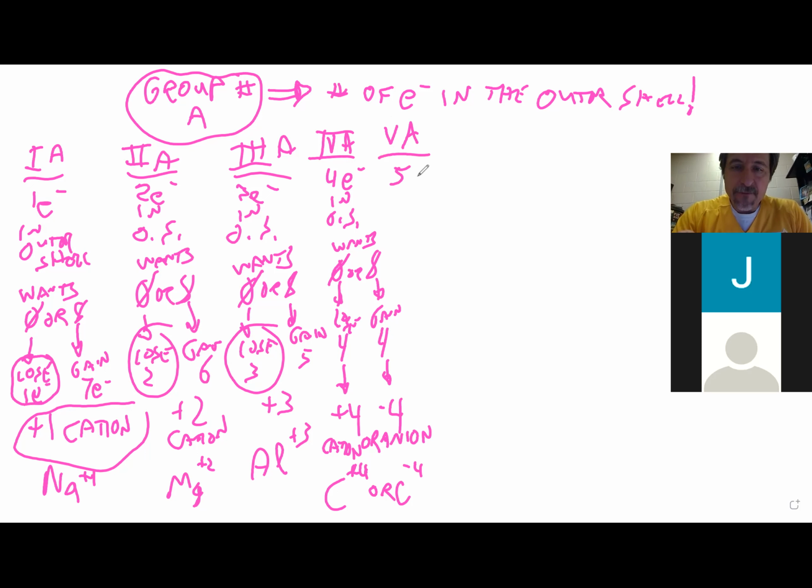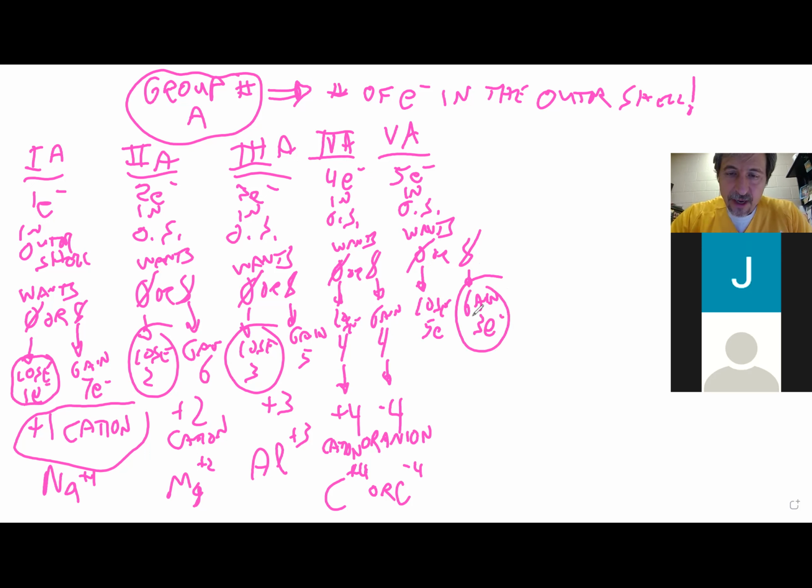5A have five electrons in their outer shell. Everybody wants zero or eight. You'd have to lose all five to get to zero, or you'd have to gain three to get to eight. It's easier to gain three. So these guys like to make a minus three anion. And nitrogen likes to make a minus three. Nitrogen, phosphorus, everybody in group 5A.